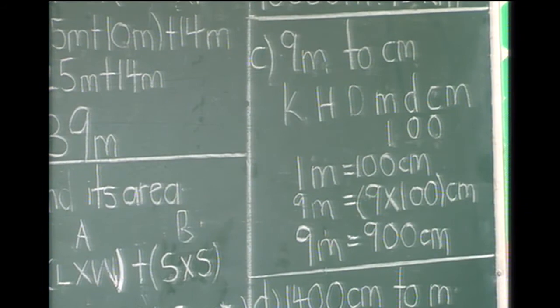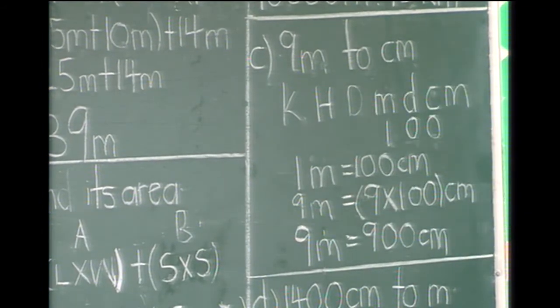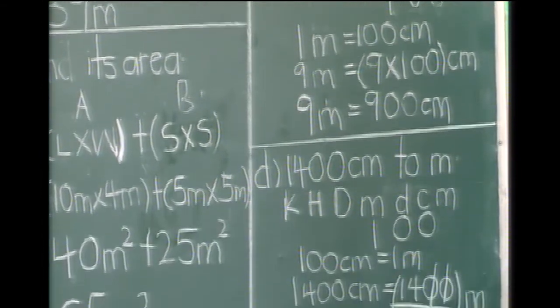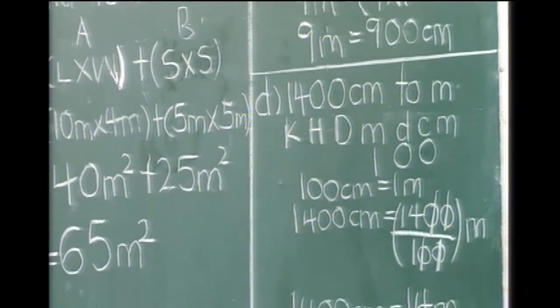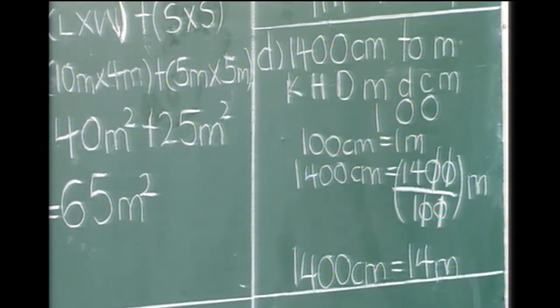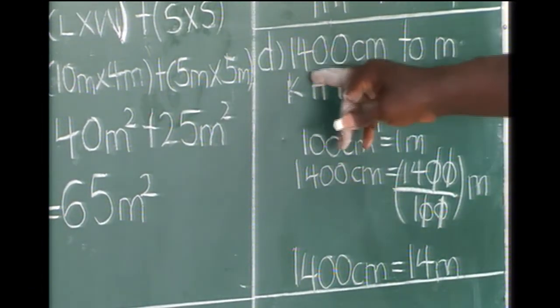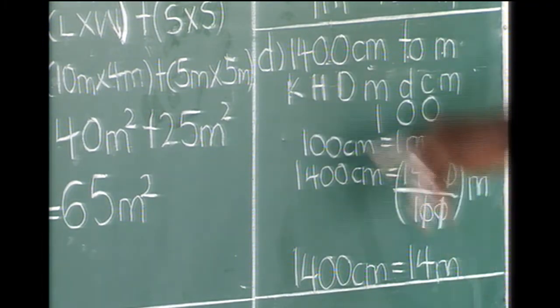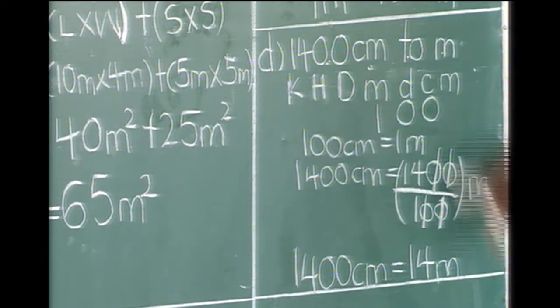But the moment you involve the fact from King Henry's daughter Mary drank all the milk, you will be able to answer any number about converting metric units. Then part B, which is the last example today, convert 1,400 centimeters to meters. Still write, King Henry's daughter Mary drank all the milk.